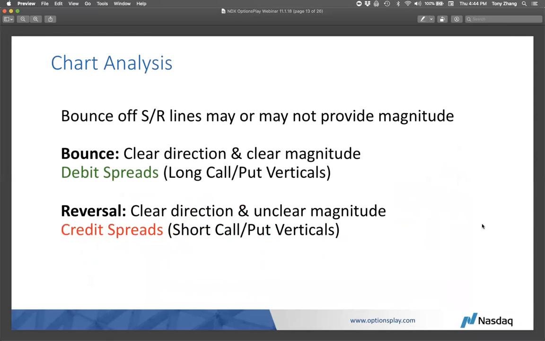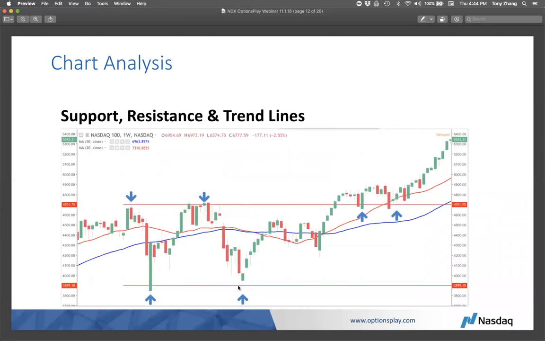So first of all, I want to talk about the fact that bounces off of a support and resistance line may or may not provide magnitude. What I mean by that is, as you can see here, when it bounces off support, you can target that resistance level. But a lot of times you may not be bullish enough to think that it's going to move to that resistance level. You might just think that it's not going to go below 3,900 or this floor. So there's two ways to view it.